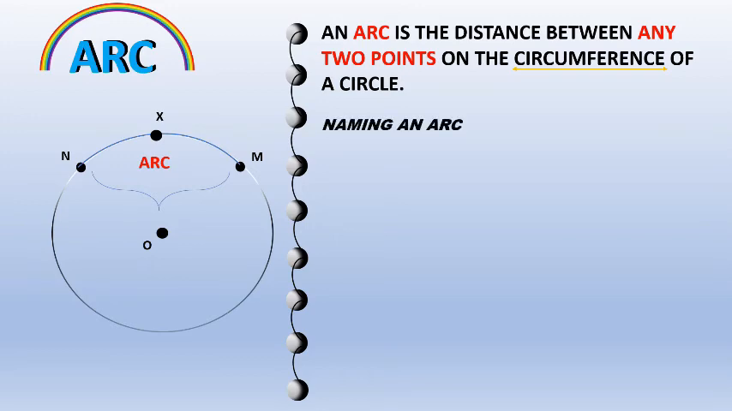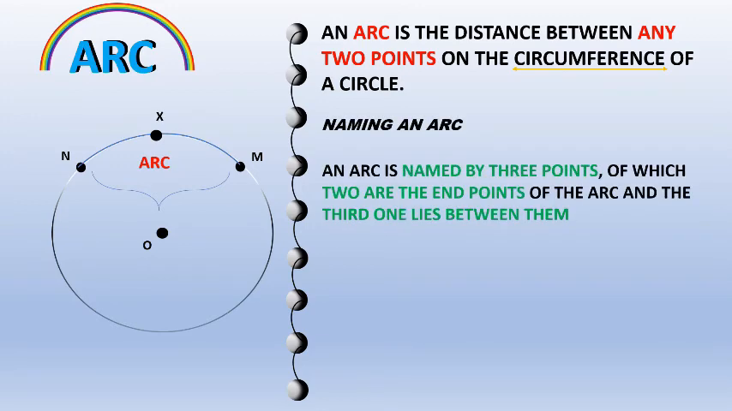Now, how to name an arc? An arc is named by 3 points: N, X, M. We have two endpoints like N and M, and the third one lies between them like X. So we will write arc NXM with a tiny arc symbol over it. And this is basically also called a minor arc.